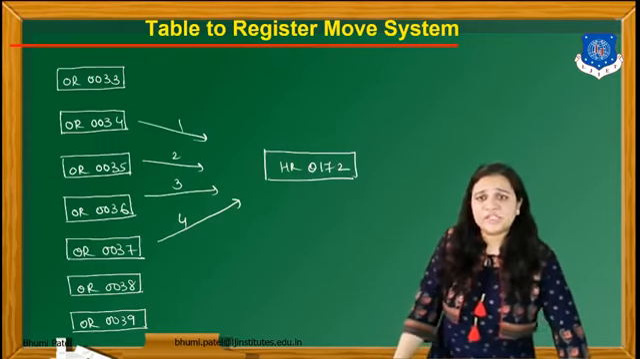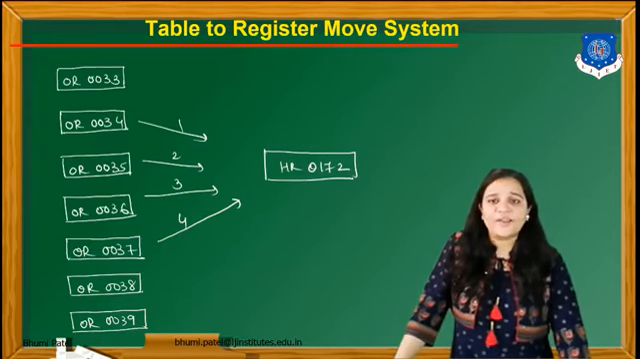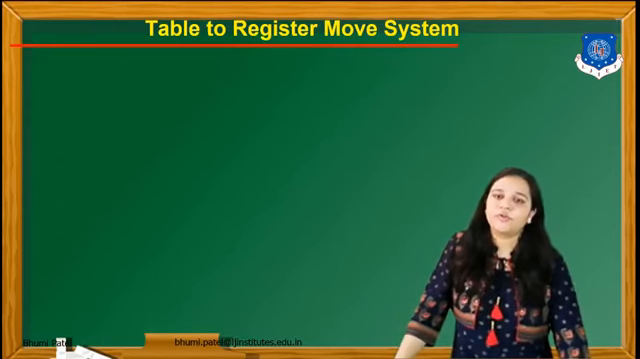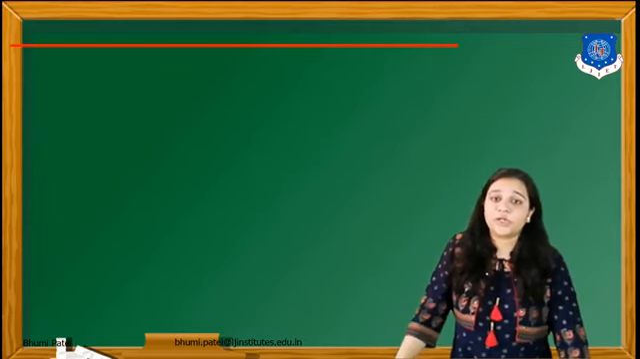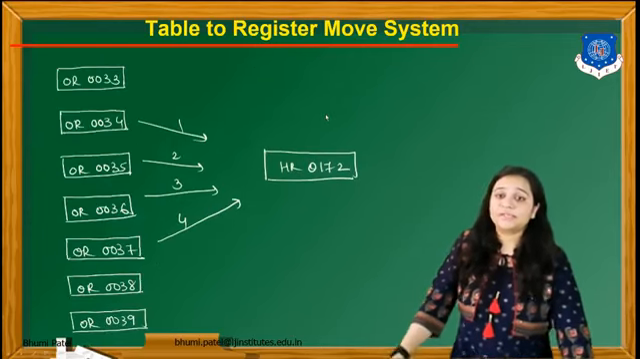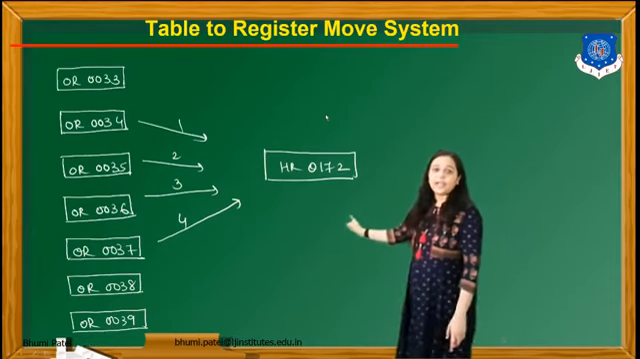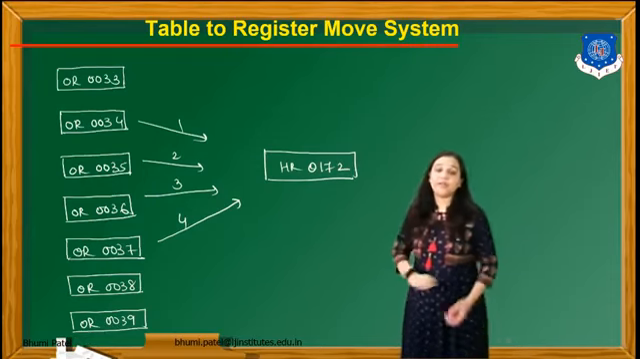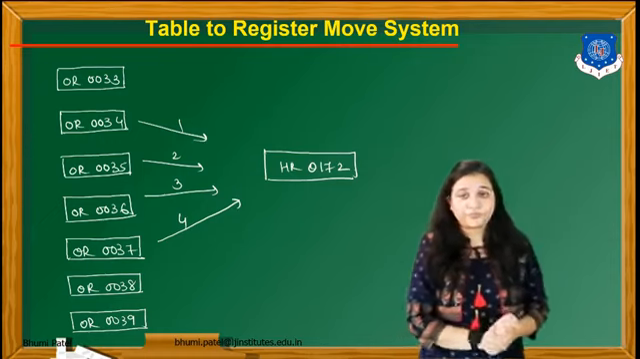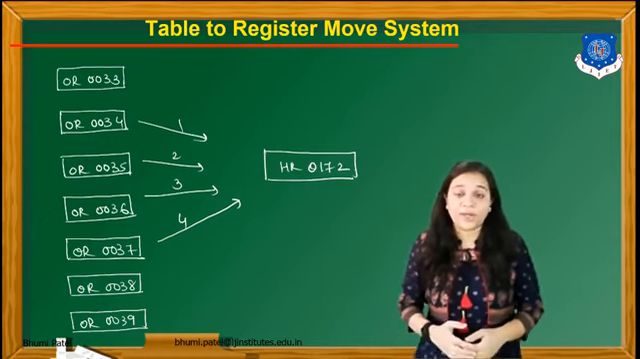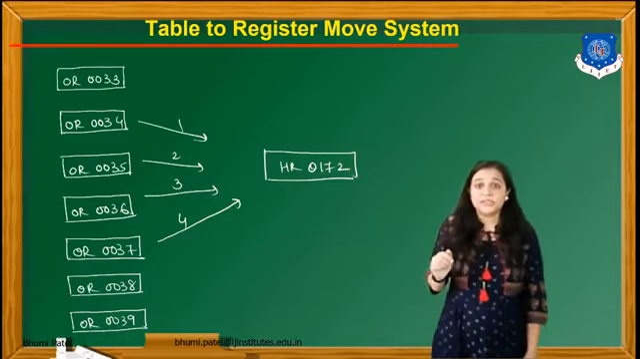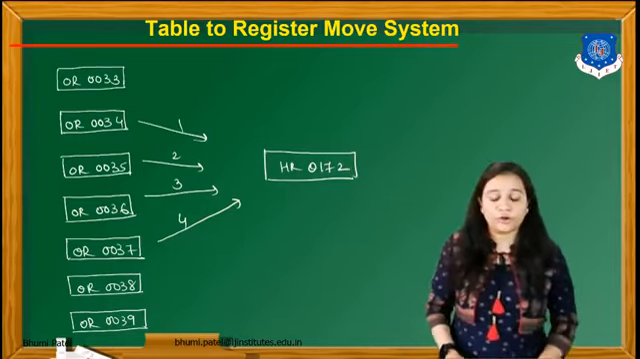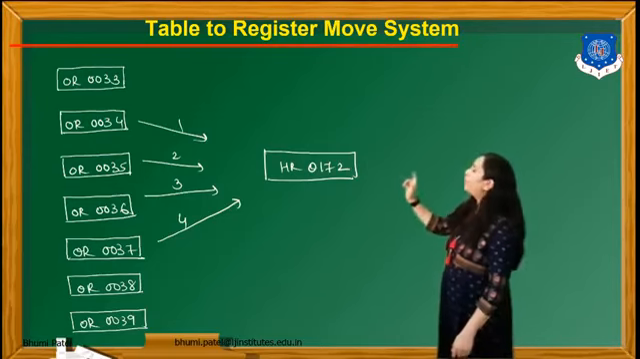If we have to transfer 4 table entries to the register, we write length number 4. Then the end of the table, that is OR0037. Here you can see this is the end of the table, OR0037, and my length is 4. Using the length and the end point, we know the starting point for this table. It is OR0034, so you write the numbers 1, 2, 3, 4.